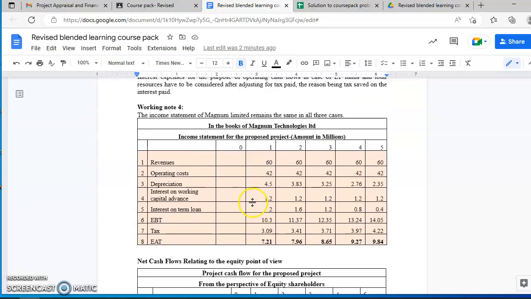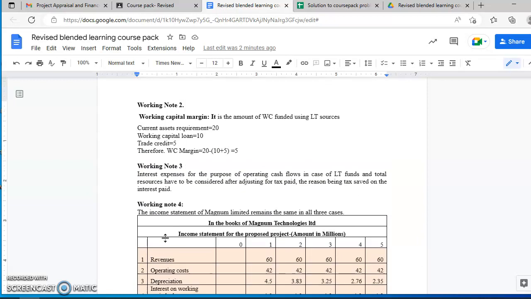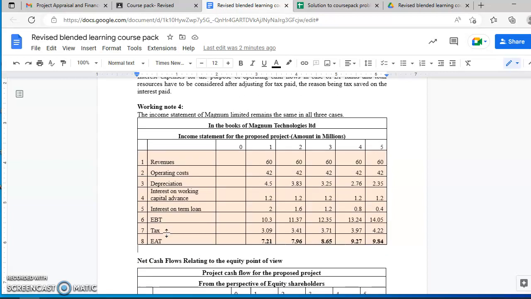Okay, now what are we going to do here? Our objective here is not to work out earnings after taxation, but to make all adjustments connected to this earnings after taxation to fit the definition of operating cash flow from different points of view.